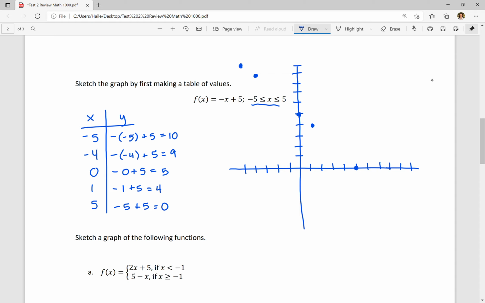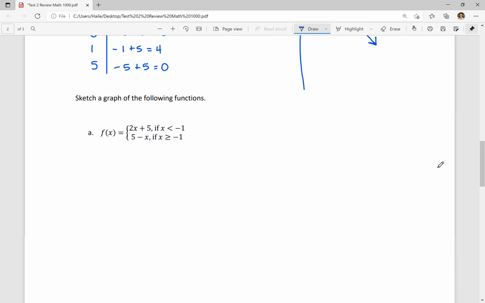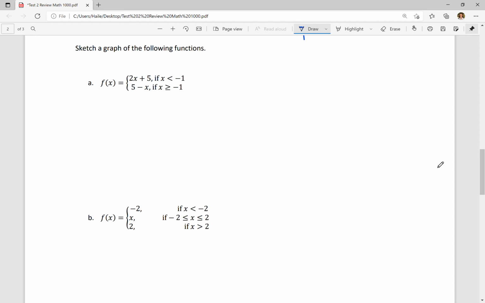So now that we have our points graphed, we simply want to connect them with as straight of a line as we can. Of course, you guys are on WebAssign, so your line graphing tool will allow you to do that. So that is how we sketch the graph by making a table of values. So now let's try to sketch a graph of the following functions.